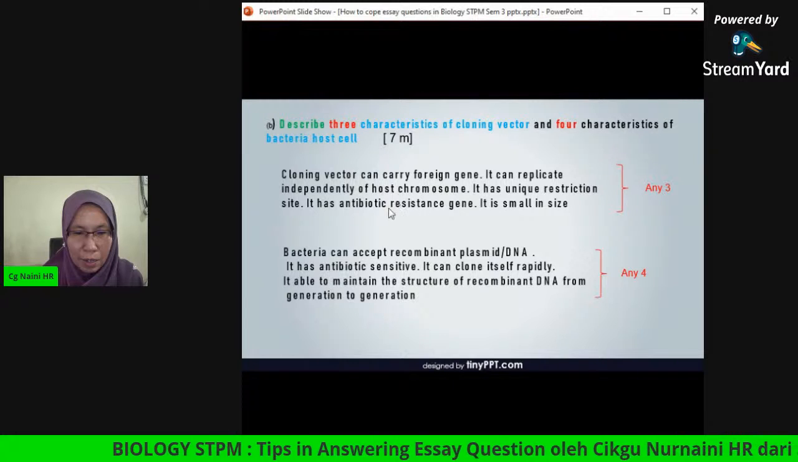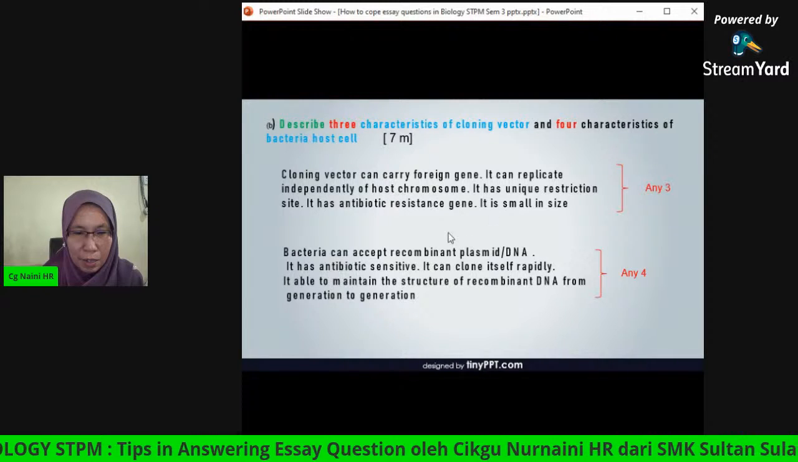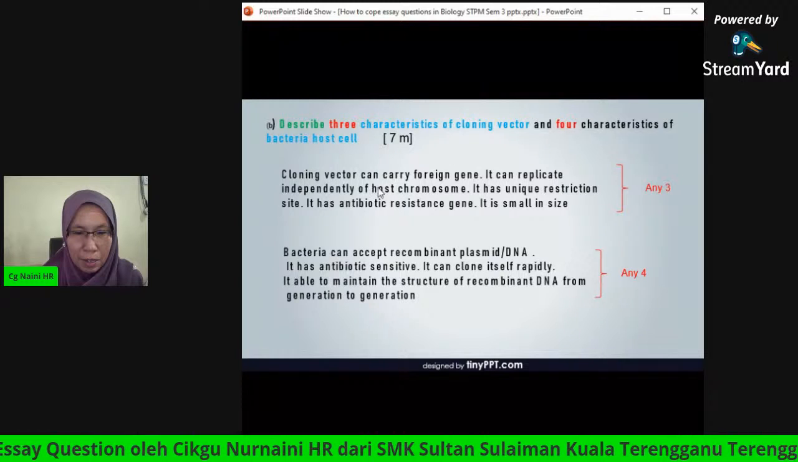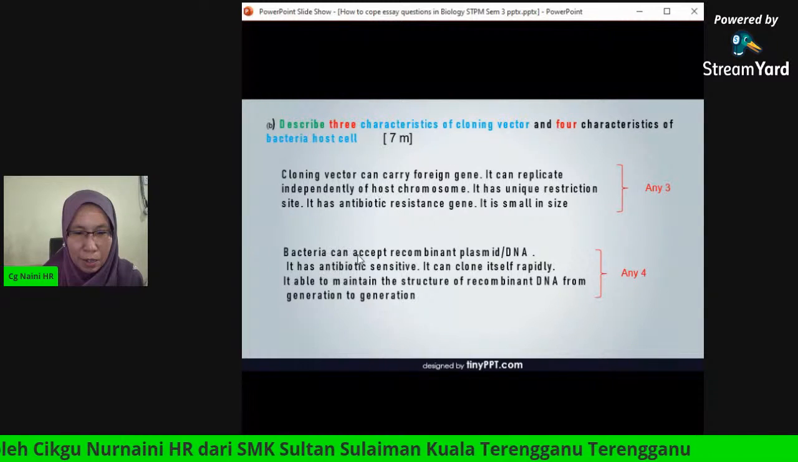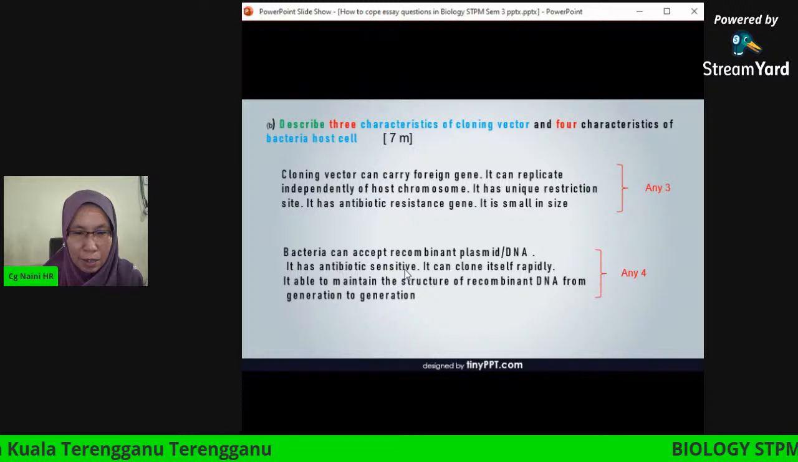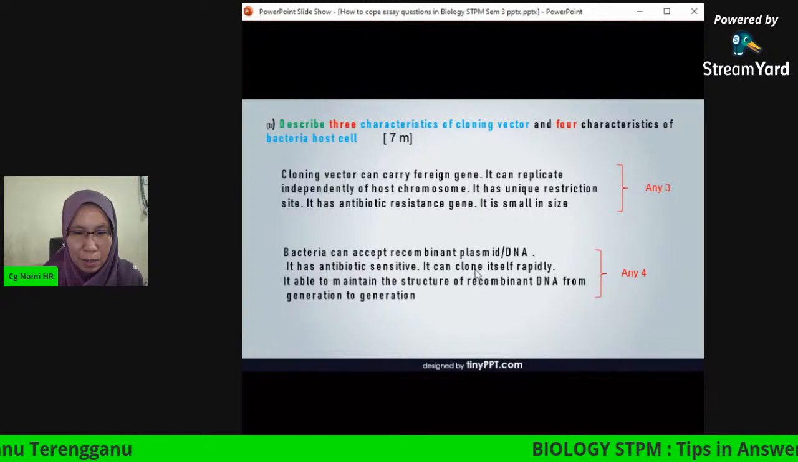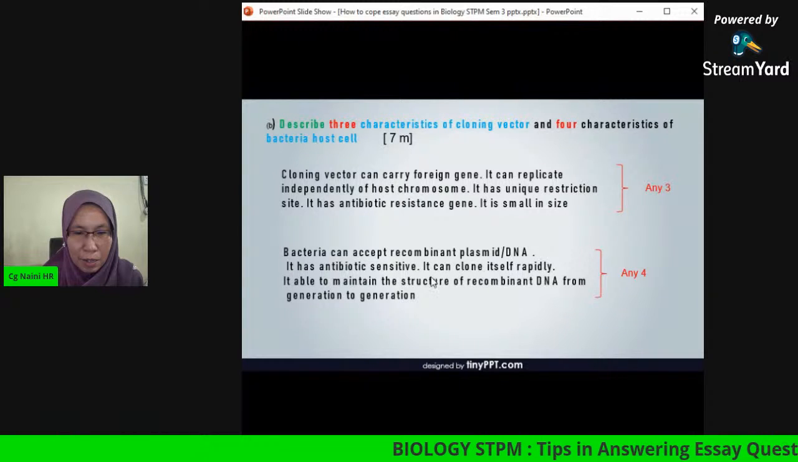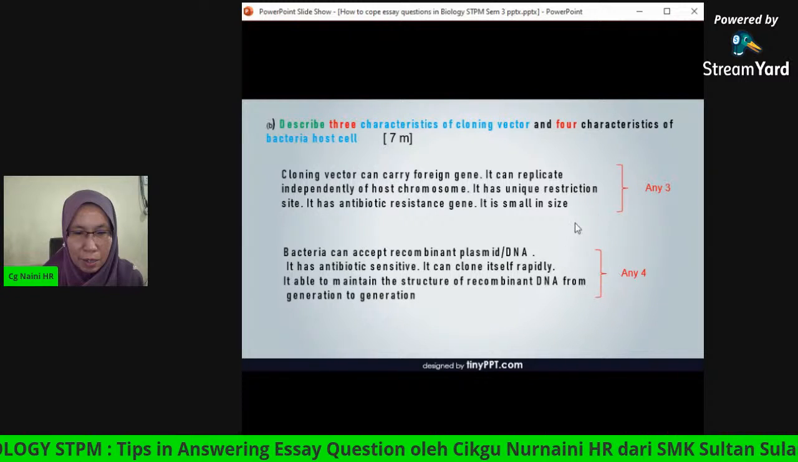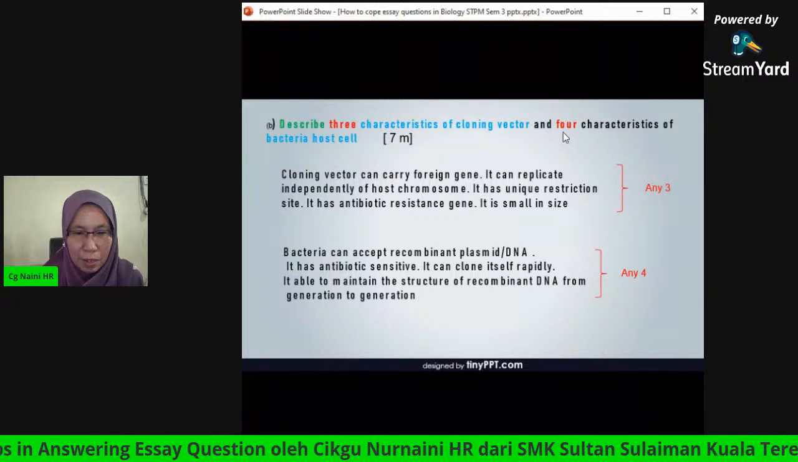Okay, 3 characteristics. And 4 characteristics of bacteria host cells. Bacteria can accept recombinant plasmid DNA. Okay, 1 point. It has antibiotic sensitivity. It can clone itself rapidly. Be able to maintain the structure of recombinant DNA from generation to generation. So any 4, because they only need 4 characteristics.